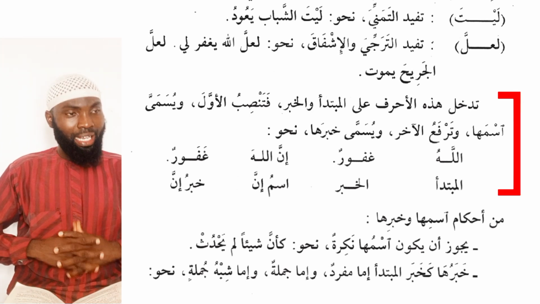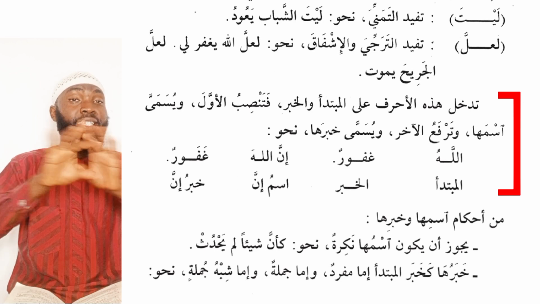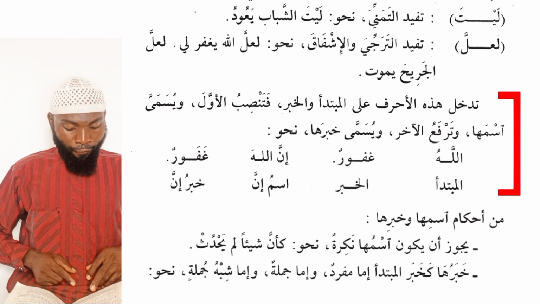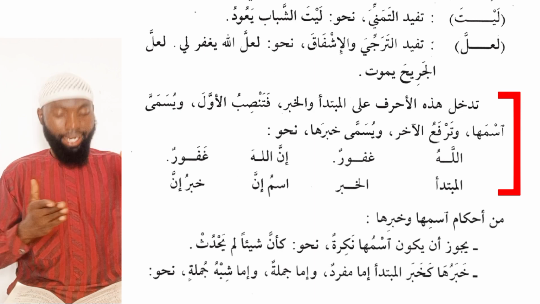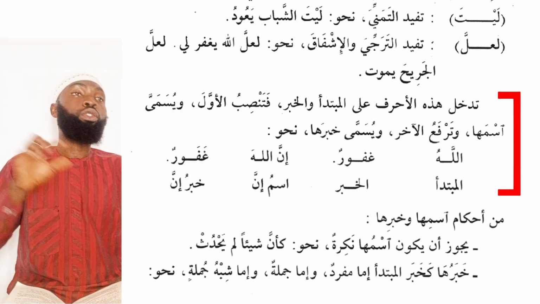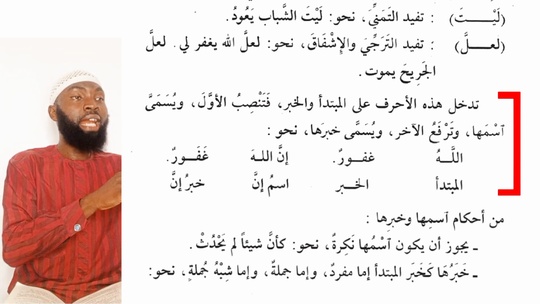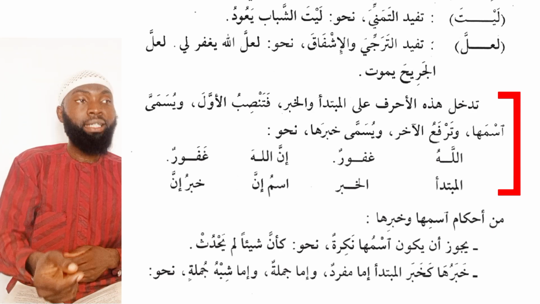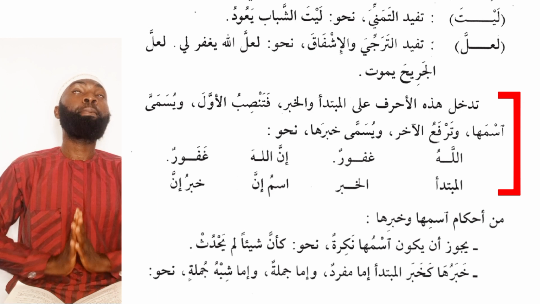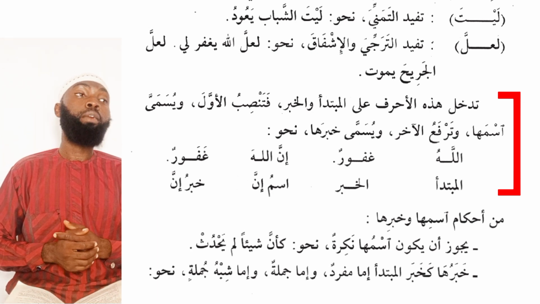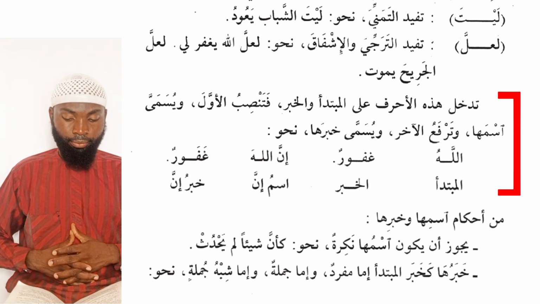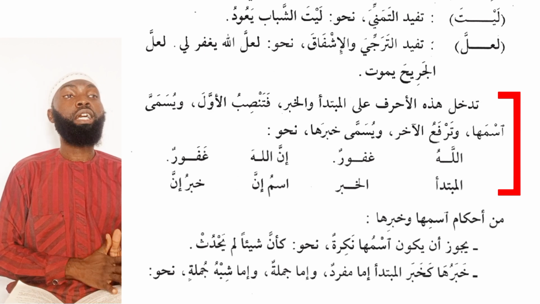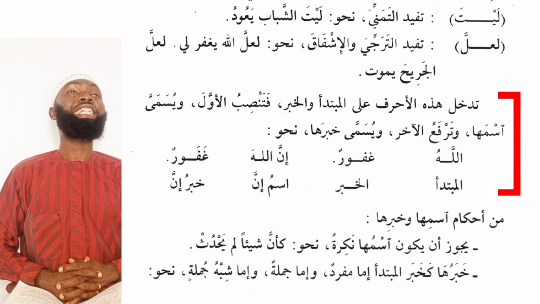Now let's go down. We have here: these particles enter the mubtada and khabar. You see these particles, they are usually introduced into a nominal sentence having mubtada and khabar. Fatansibul awwal, then it will change the mubtada, the first noun, to carry fatha. Wa yusamma ismaha, and after doing this, that mubtada will now be called ismu of inna, ismu of anna, or ismu of any of them, which means the noun of any of them. Wa tarfa'ul khabar, then it will make the khabar, which is the predicate, to carry dhamma. Wa yusamma khabaraha, and it will now be called khabaru of that particle. An example, we have the word Allahu Ghafurun. Allah is all forgiving. The word Allah here is coming as mubtada, nominal noun, while the word Ghafurun is al-khabaru, which means predicate.